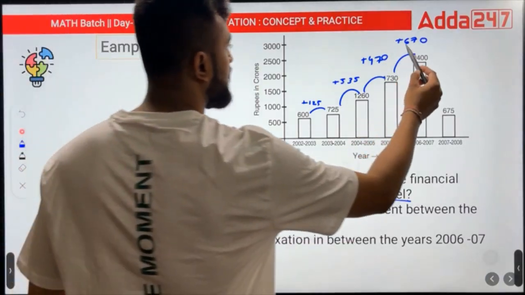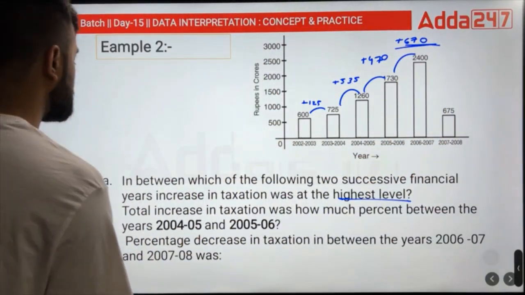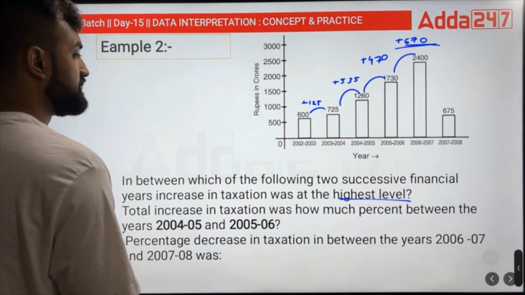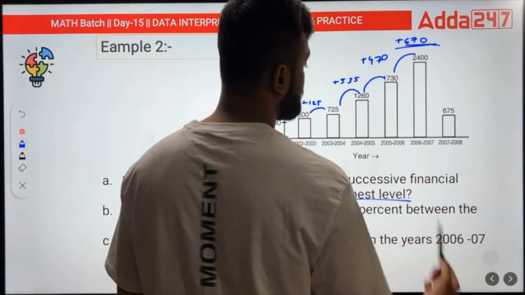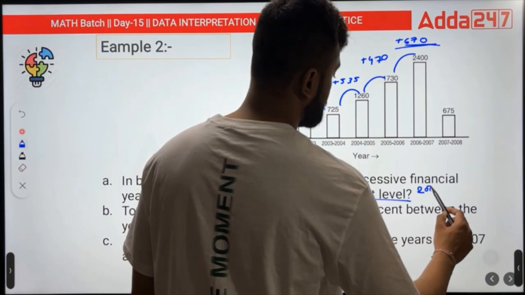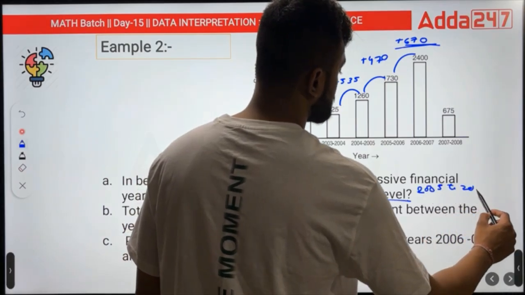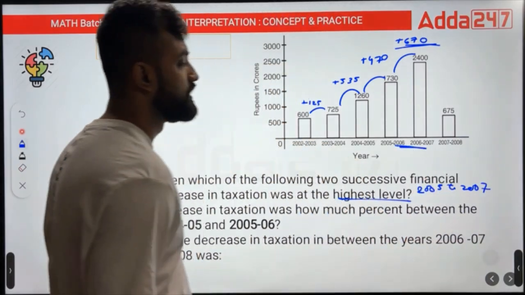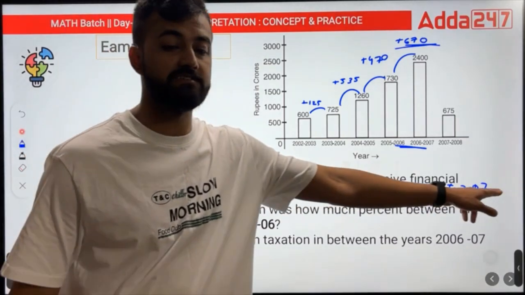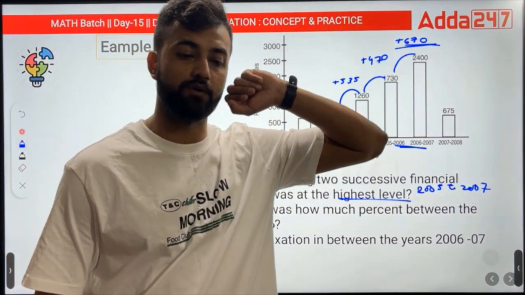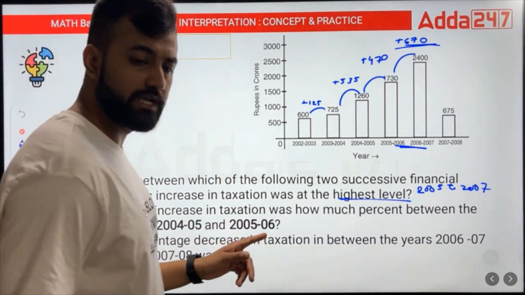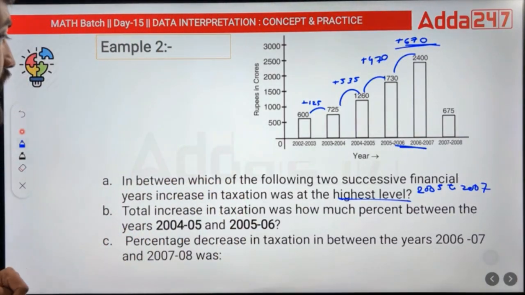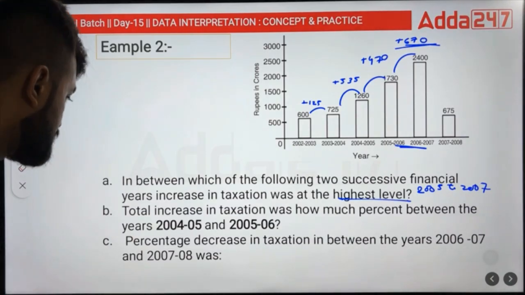This one? This is the highest rise? Yes, perfect. That means the highest level of rise that you see is between which two successive years? So I can see between 2005 to 2007, you can say. So 2005 to 2007, because out here 6 is also there. This is coming in between, so this is the highest financial rise that I see in my particular diagram. Clear?